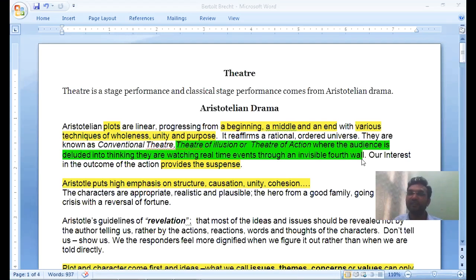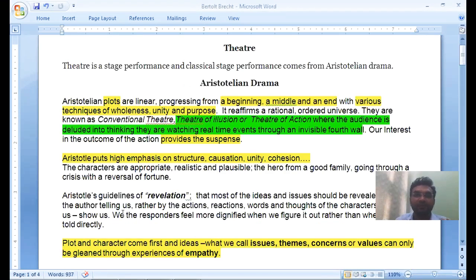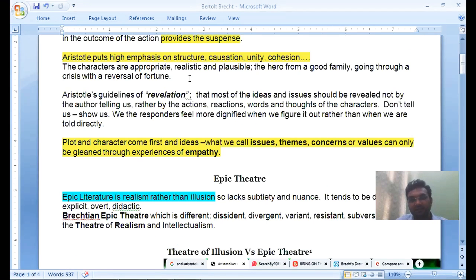But we will discuss some other points of Aristotle's drama. You find here emphasis, structure, cohesion, unity. I told you unity, beginning, middle, and coherence. Coherence in chronological sequence. The story must be in chronological sequence. Okay. Then this is all about the definition. And in the Aristotelian play, we have introduced something. You can see it in this line. They cover some issues, some themes, concerns, values, like that.